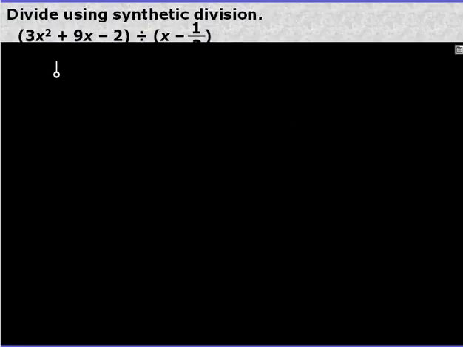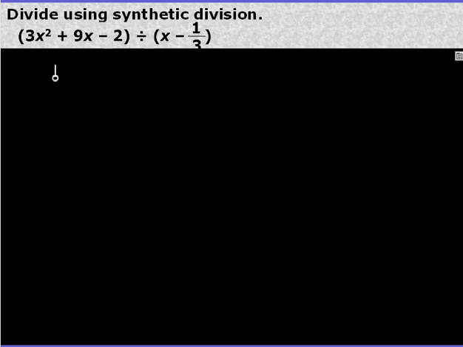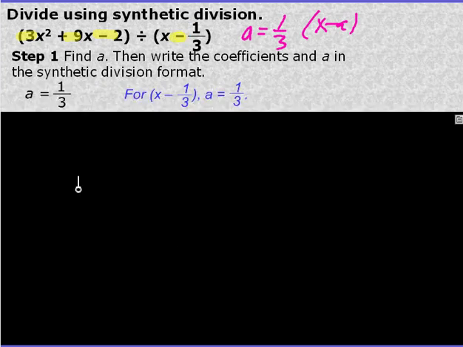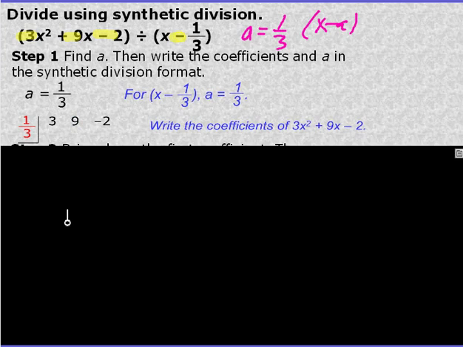All right, divide using synthetic division. So first we're going to write the coefficients. So we have a 3, a 9, and a negative 2. And then, remember, we're identifying a. So a is equal to, in this case, 1/3, because remember, it's x minus a. Since we have a minus 1/3, that means a is going to be a positive 1/3. All right. So this is what we have.